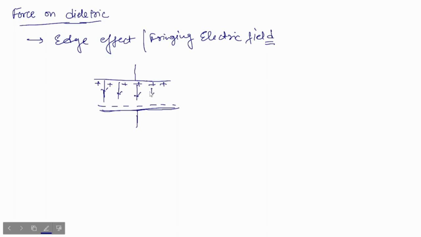Now, what will be the nature of the electric field at the edge of the capacitor? Actually, the nature is somewhat like this. The electric field originates from here and comes here, somewhat like this. They originate from the positive plate and end at the negative plate. This phenomenon is known as edge effect, and this type of electric field is known as fringing electric field. Means the electric field at the edge of the capacitor, that is what the fringing electric field is.